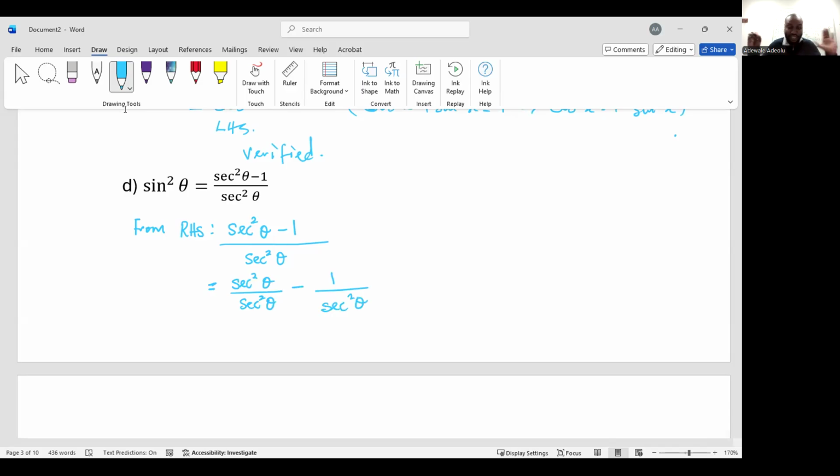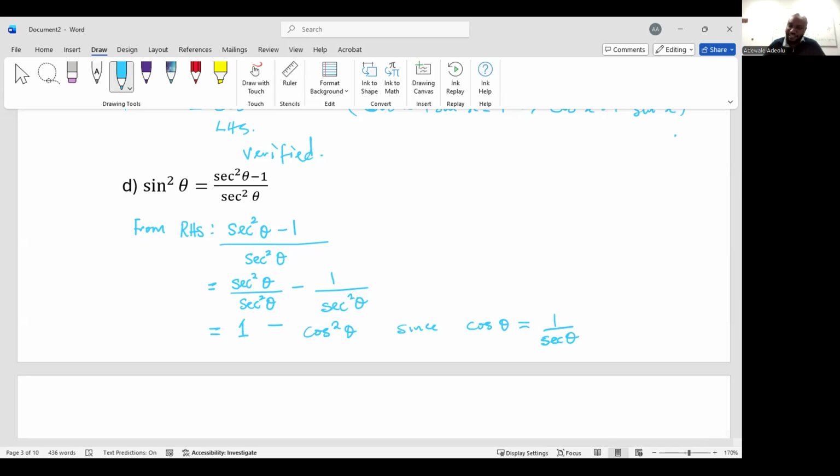I can do that. I can separate that. Now this is 1 minus cosine squared of theta, since cosine of theta is 1 over secant of theta, reciprocal, right?